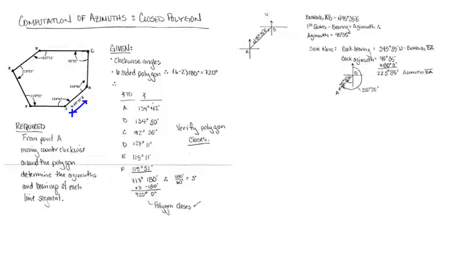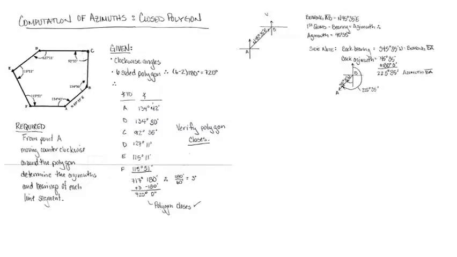So the process that we're going to be using is we're going to figure out an azimuth. We're going to determine our back azimuth. And then we're going to add an angle to get a new azimuth. So as we're talking about this, step 1 is determine azimuth. Step 2, determine the back azimuth. Step 3, add an angle. Step 4 gets us back to an azimuth again.